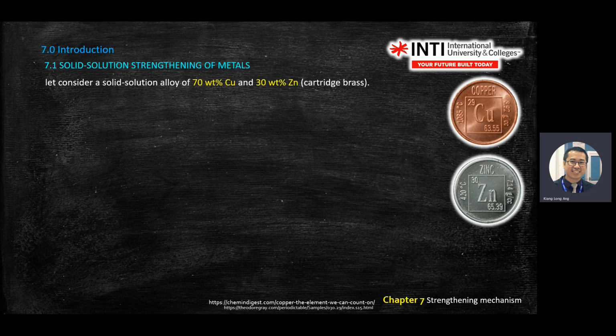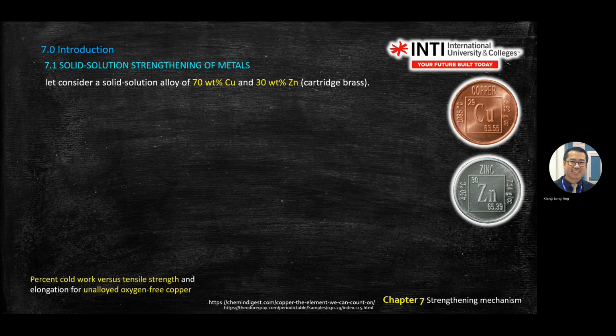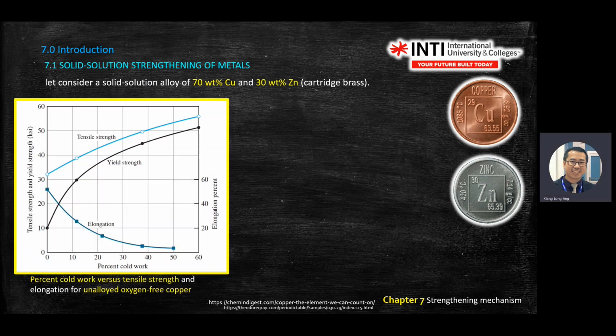Then we start to look at how we do the process. Now we look at 70% copper and 30% zinc by weight percentage. If you forget already, go back to that chapter where you learned how to calculate the weight percentage. 70% copper, 30% zinc.